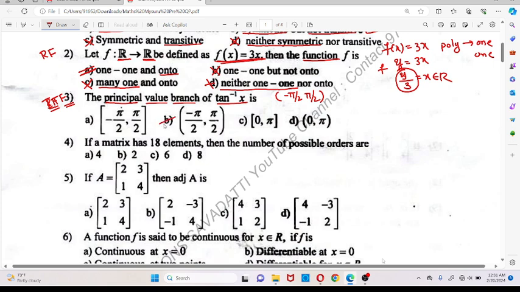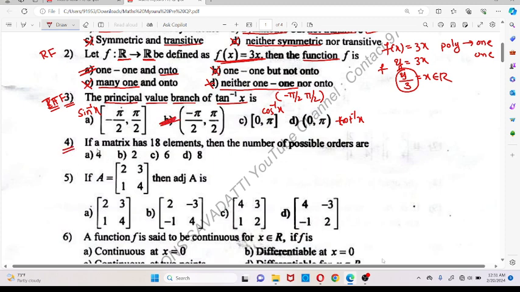So I will go with option B, because option A is the principal branch value of sine inverse of x, 0 to pi is the principal branch value of cos inverse of x, 0 to pi is the principal branch value of cot inverse of x. So option B is the right answer.